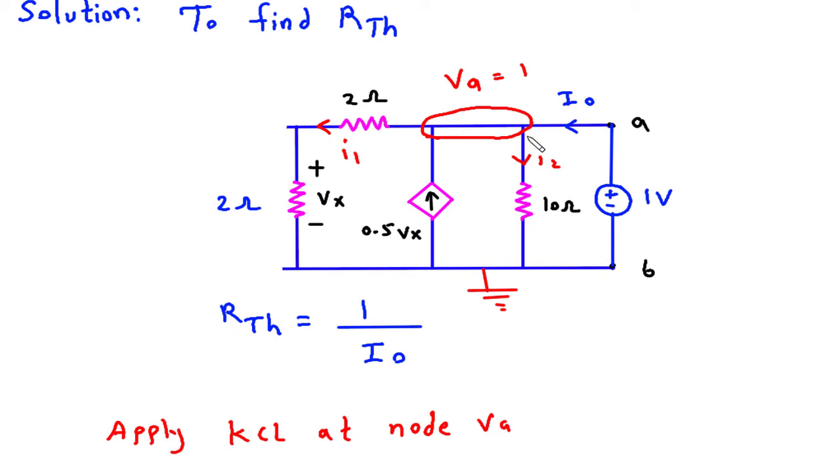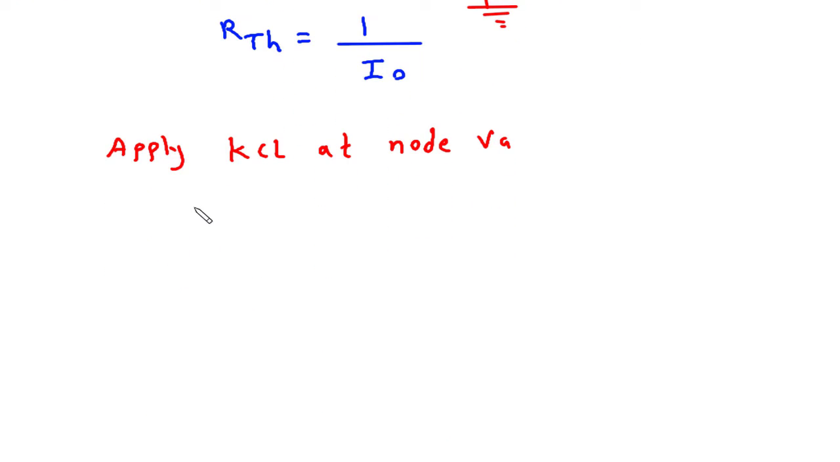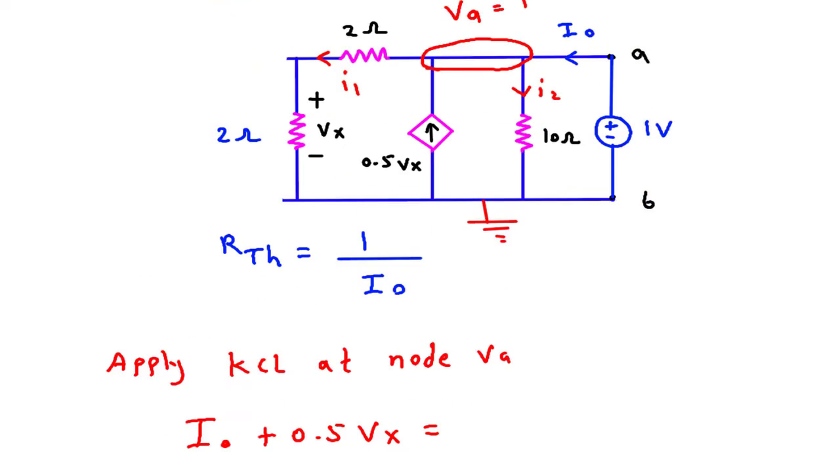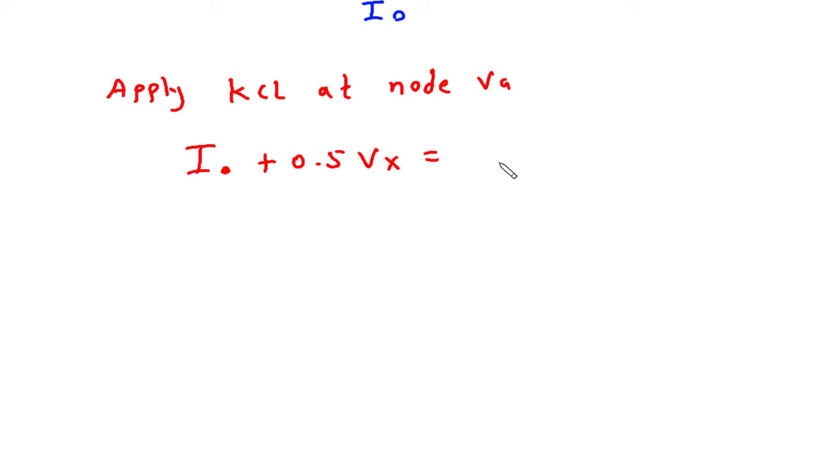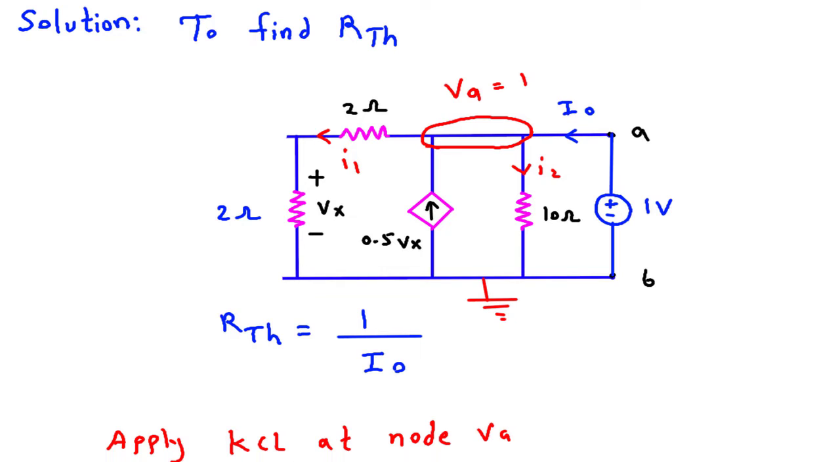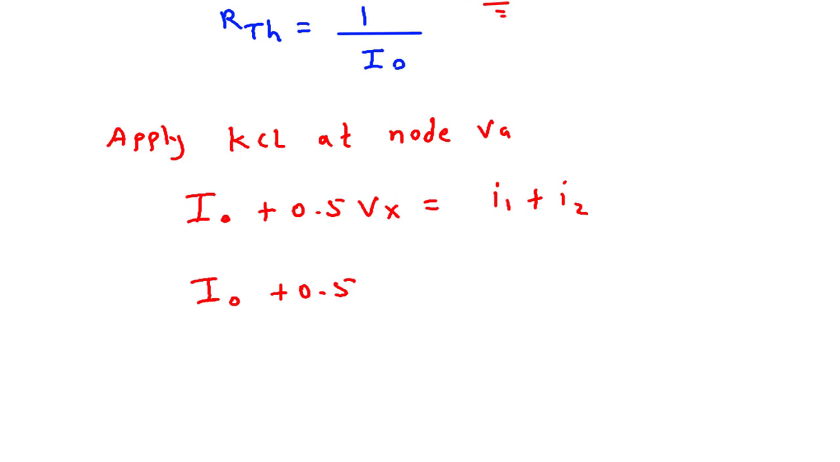IO plus 0.5 Vx is equal to I1 plus I2. We will keep this IO as it is, IO plus 0.5 Vx. Now this Vx is equal to I1 into 2 ohm, or 2 into I1.